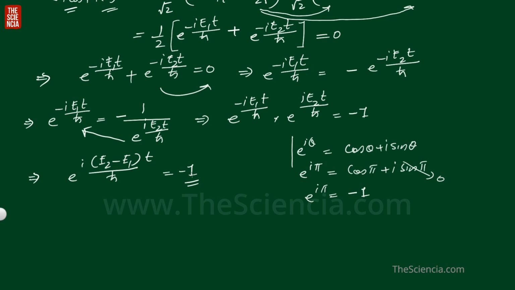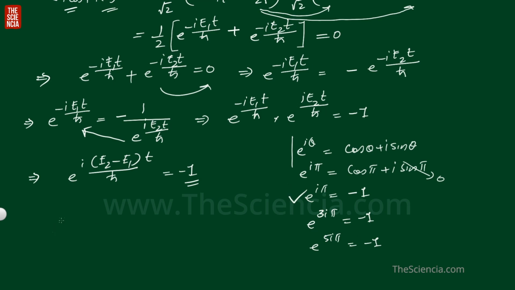So we can write this minus 1 as e raised to i pi. Not only e raised to i pi, e raised to 3 i pi is also equal to minus 1. e raised to 5 i pi is also equal to minus 1. But here in the question, they have specified one thing. We have to find out the minimum time when this psi of 0 becomes orthogonal to psi of t. So the minimum value is this one only.